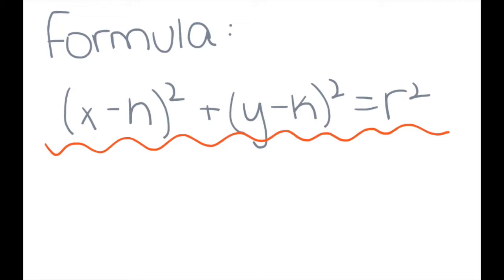Alright, so the first thing you need to know before solving these types of problems is the formula, and the formula is written right here: x minus h squared plus y minus k squared equals radius squared. And you may notice that it looks similar to the distance formula.